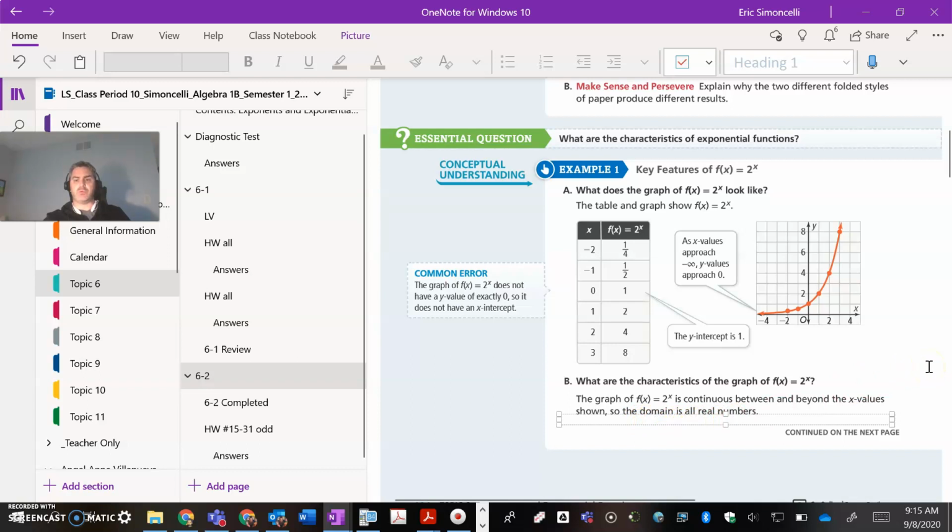We'll also talk about range. The range is what the y's can be. For this particular function, y cannot be 0, but everything greater than 0 is an acceptable output value, we say. Inputs are x, outputs are y.